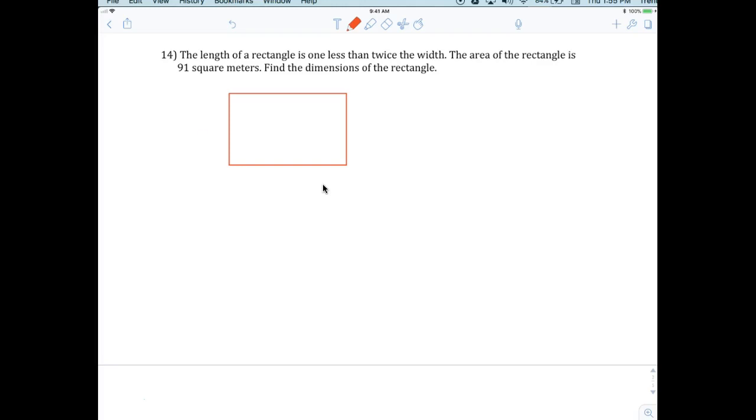So if I label this the width, I could label this. Now look, I kind of like what she's saying here. So the width, we're just going to identify it as what? x, right? And then the length would be what? Then the length would be 2x minus 1. Everybody happy with that so far? And then it says the area is 91. If the area is 91, I would have x times 2x minus 1 equals 91. Does that make sense?